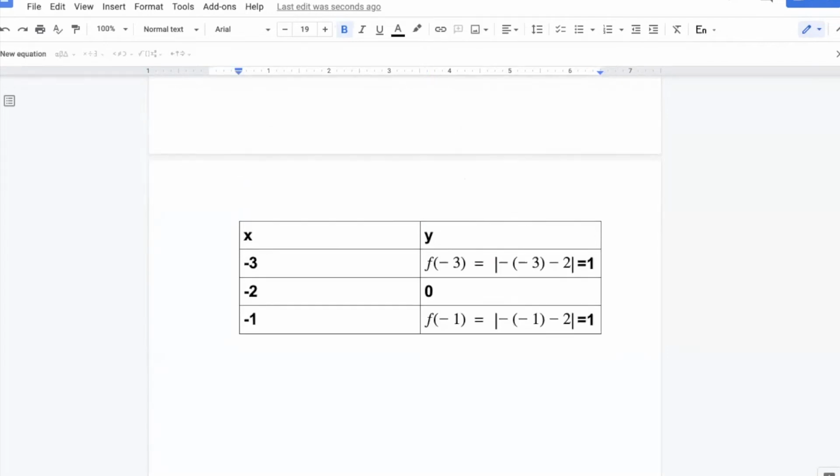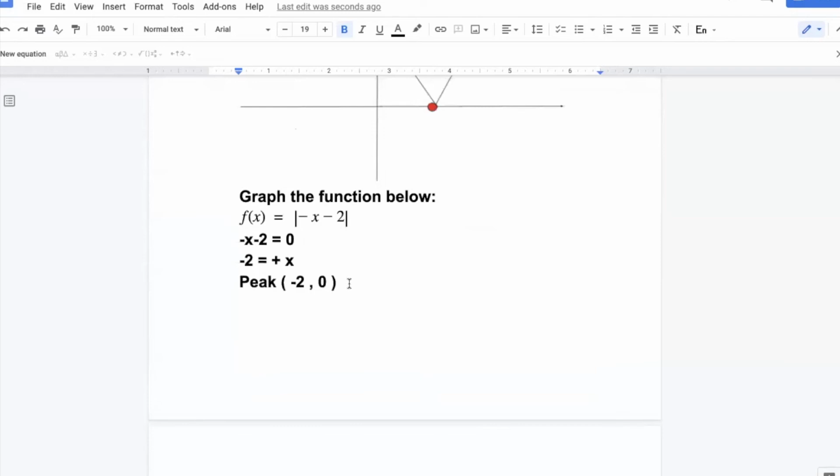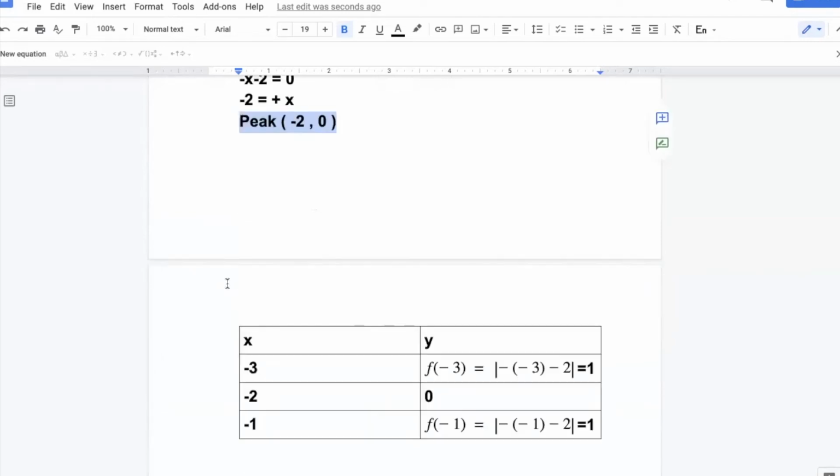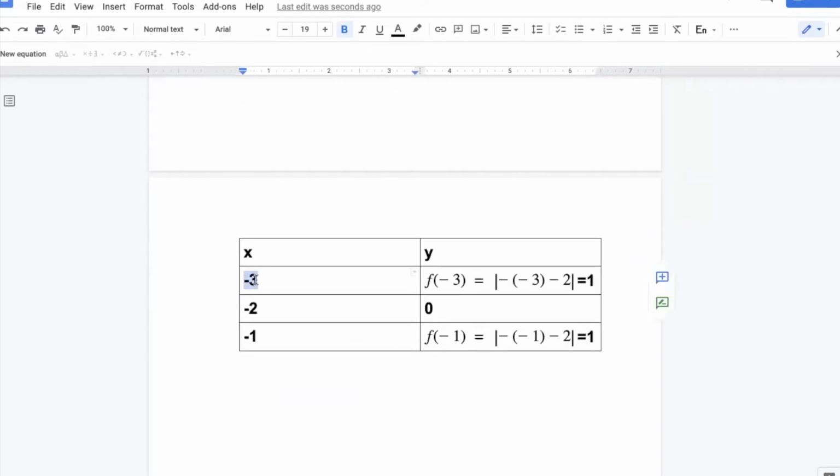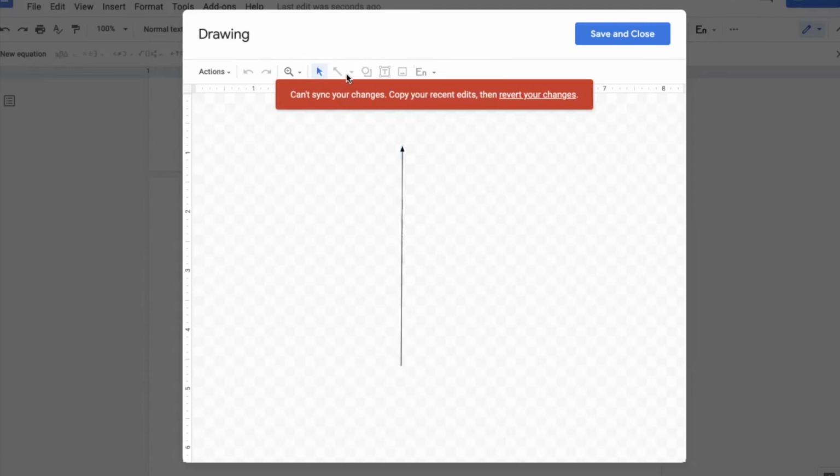Remember the 3 points, guys. You only need 3 points: the peak, and now we graph them, the peak and these two helping points. X -3, y 1. X -1, y 1. The y and x. Very good.